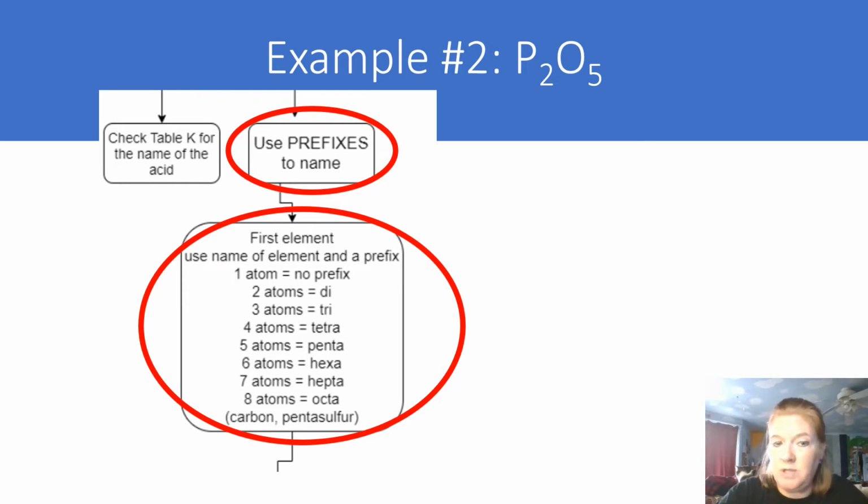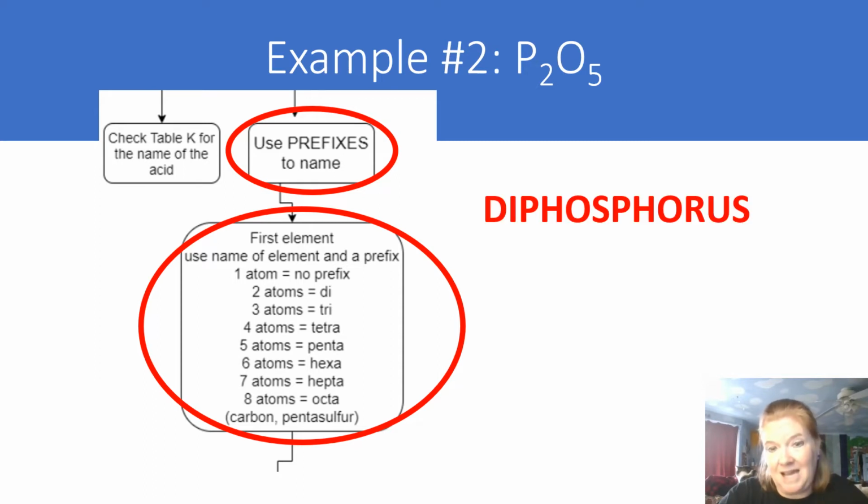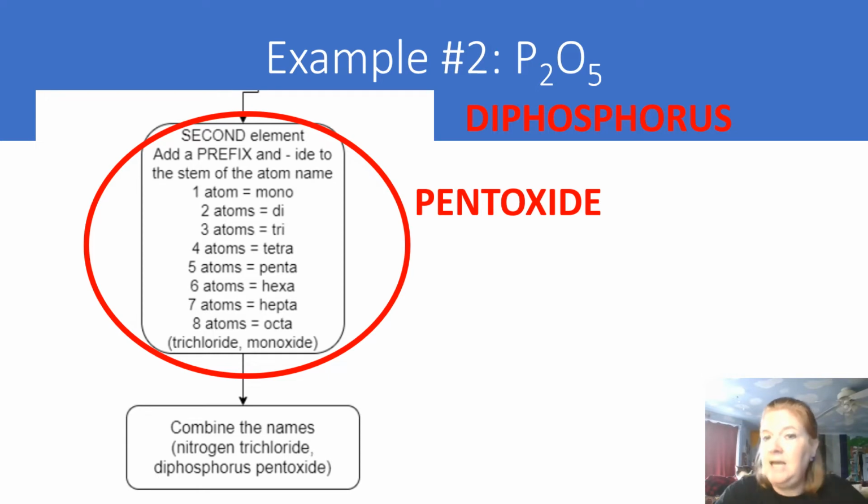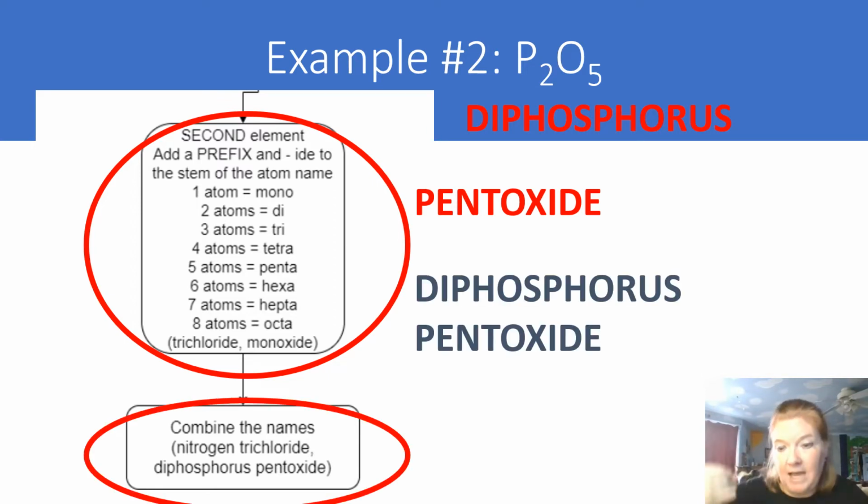So I have to use the name of the first element and a prefix. Since it's 2, it's di. So I say diphosphorus, just the name of the element. For the second element, I have to add a prefix and IDE to the end. So pentoxide. Now I don't say pentaoxide because that's just a little awkward. So we just say pentoxide. So then we put it all together. So diphosphorus, 2 phosphorus, pentoxide, 5 oxygen.